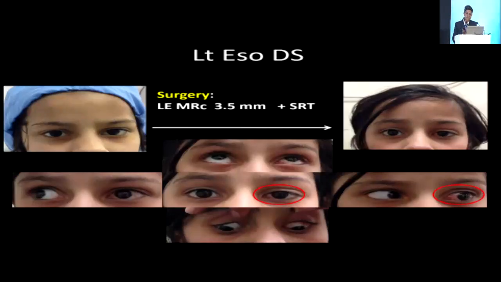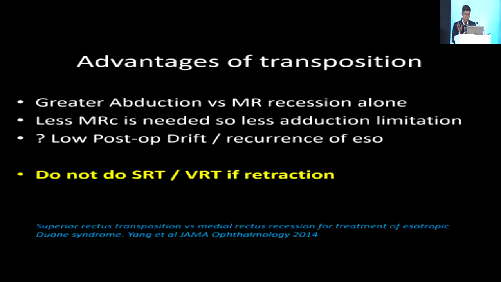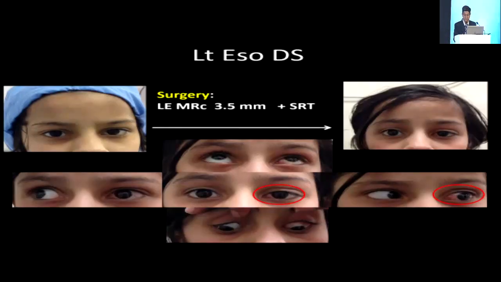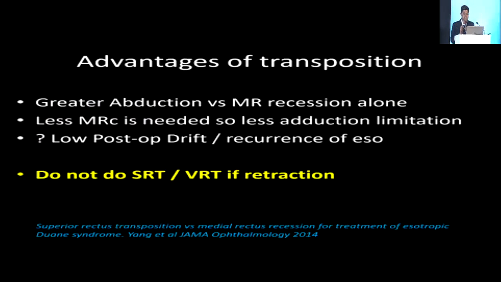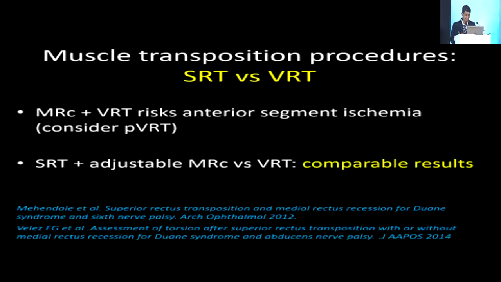So essentially, we still get very, very good results if you do a vertical rectus transposition along with a small medial rectus recession. You may get a small amount of adduction deficit, but it's usually less. So the advantages of transposition would be, like you would see in this case, you can get a significant abduction. So this is an advantage of doing a transposition procedure. A smaller amount of medial rectus recession is required. Possibly you may have less post-operative drift or recurrence of the ESO, but do not plan SRTs or vertical transposition if there is significant retraction. In fact, at that point, you may have to do a lateral rectus recession.